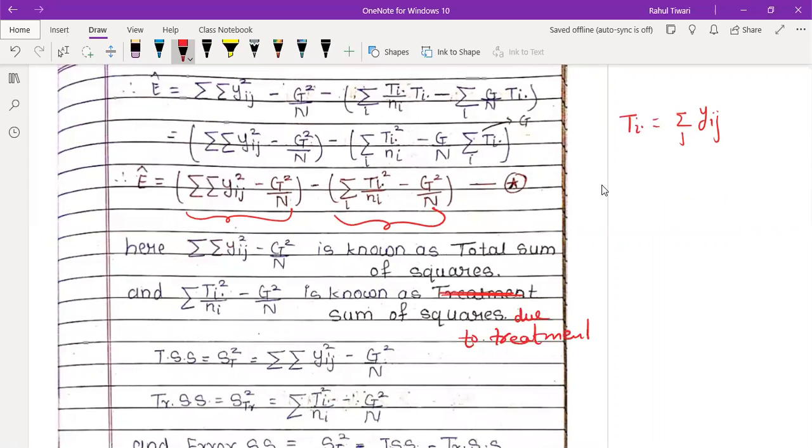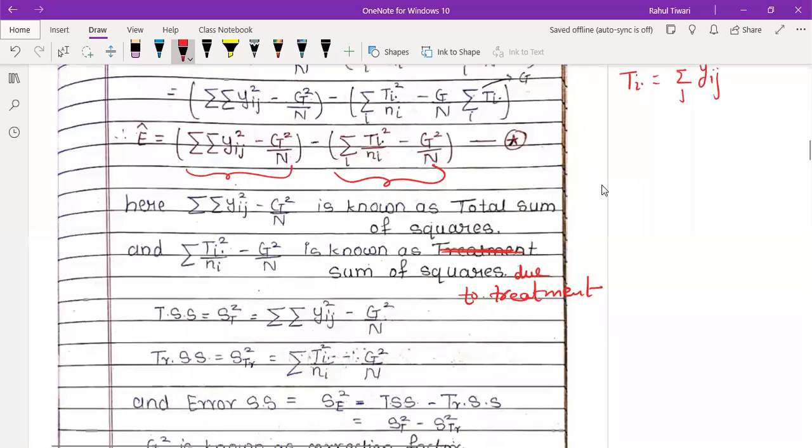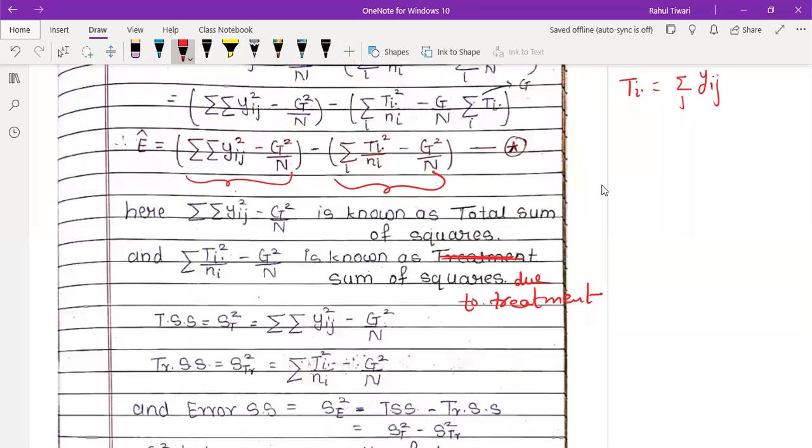Okay? Just make that correction while writing the notebook. Even I'm just going to upload this video maybe later on, so you can use that notation. In the simplified form, this will be called TSS, total sum of square, and this will be SST, sum of square due to treatment. So don't get confused between these two terms.